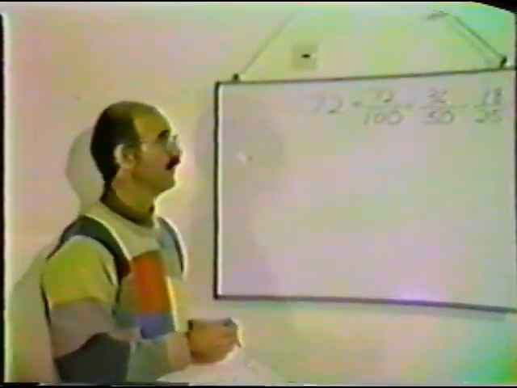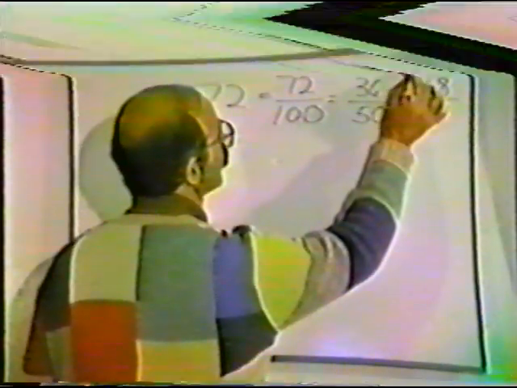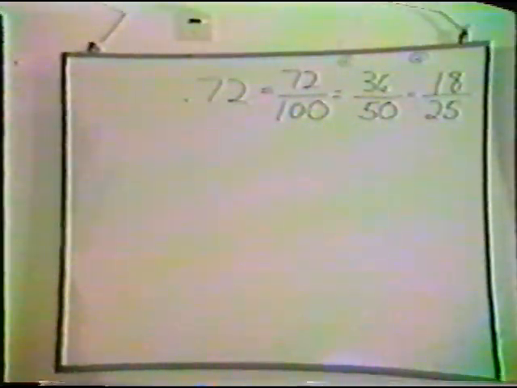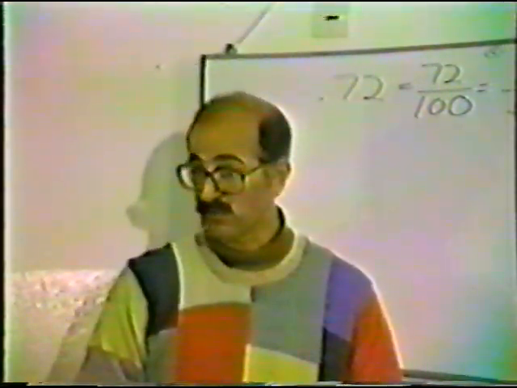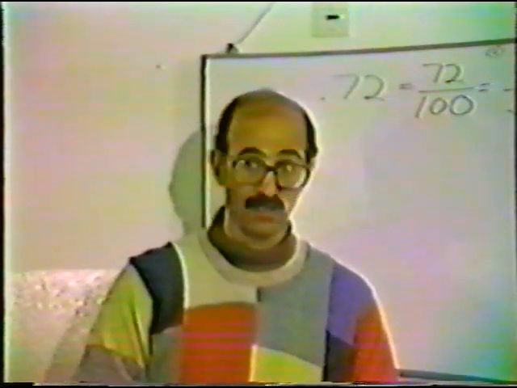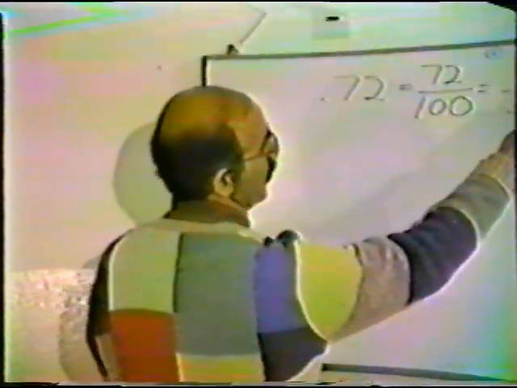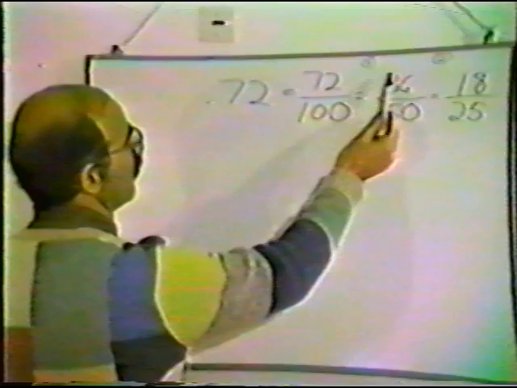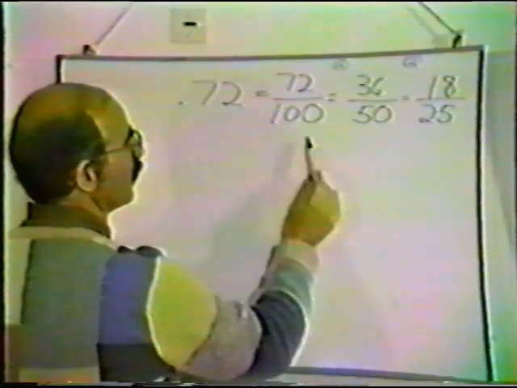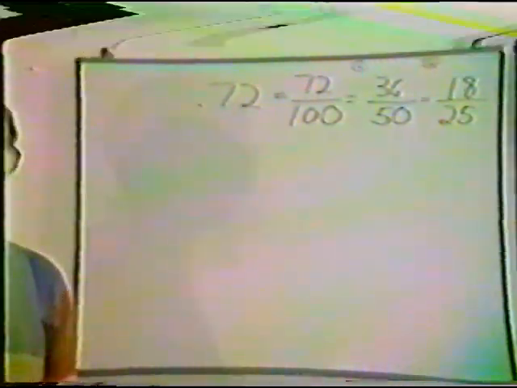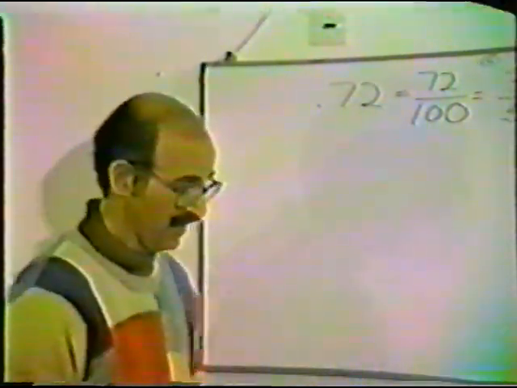Now, it so happens that first we hit it with 2, and then we hit it with 2 again. We did it in 2 steps. Does anybody know what number we could have used if we wanted to do it in 1 step? 4. 4, because 2 times 2 is 4. 4 into 72 would have given us 18, and 4 into 100 would have given us 25. But it's fine that we did it in 2 steps, by 2, and then by 2 again.